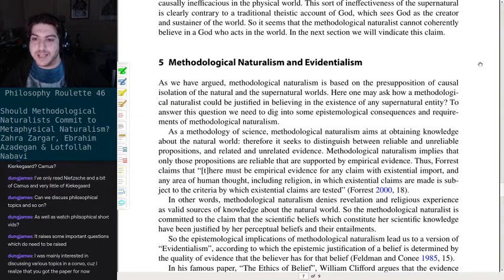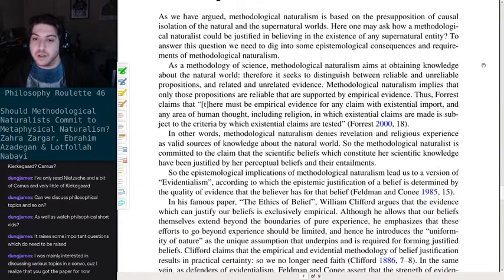Methodological naturalism and evidentialism. As we have argued, methodological naturalism is based on the presupposition of causal isolation of the natural and the supernatural worlds. Here one may ask how a methodological naturalist could be justified in believing in the existence of any supernatural entity. To answer this question, we need to dig into some epistemological consequences and requirements of methodological naturalism. As a methodology of science, methodological naturalism aims at obtaining knowledge about the natural world. Therefore, it seeks to distinguish between reliable and unreliable propositions and related and unrelated evidence.